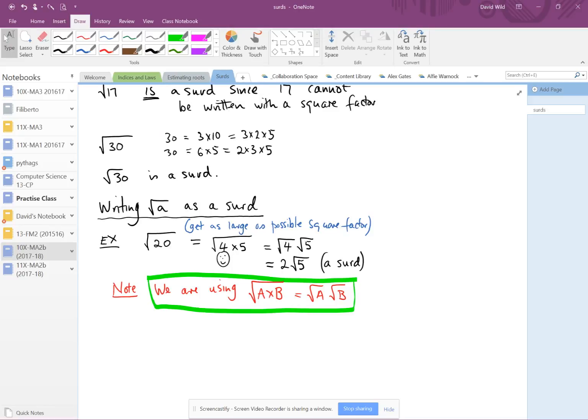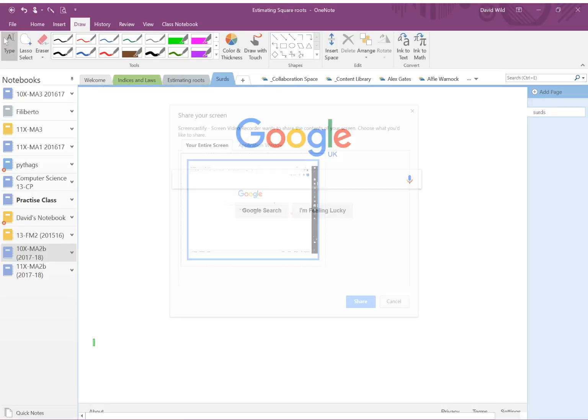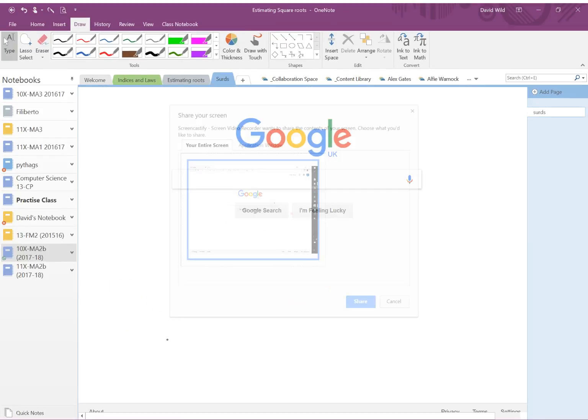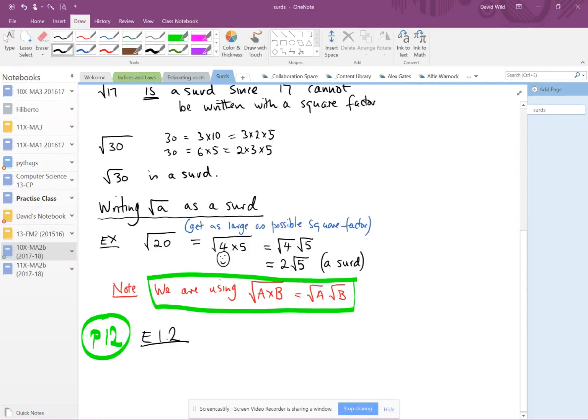Right, let's do some more examples from the book. Could you please turn to page 11? Actually, page 12. So page 12, and exercise 1.2. I'll do a couple of these with you and then I'll ask you to do some.